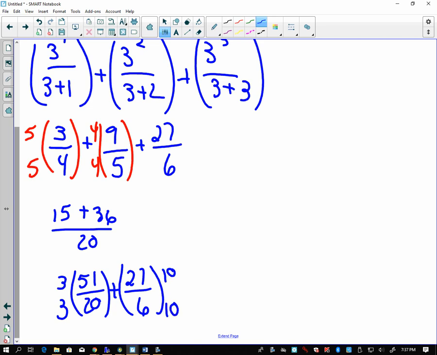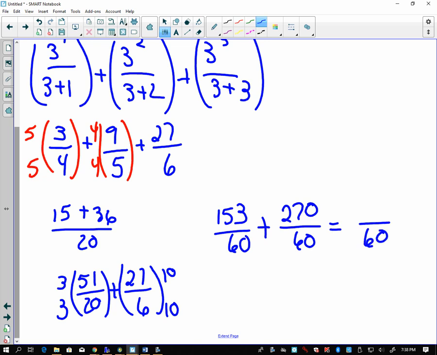Okay, let's see. 3 times 51, 153 over 60 plus, what is that, 270 over 60? Okay, 153 plus 270 gives me 423 over 60. Let's see, 423 divided by 60 reduces. Gives me 141 over 20. And that is our answer.